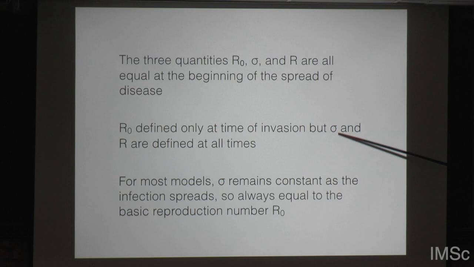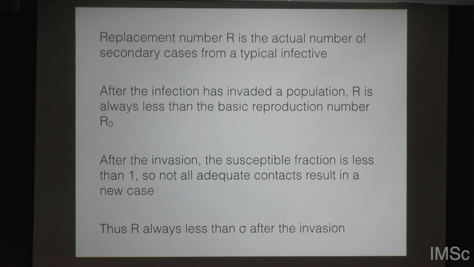They account for the fact that you can change your contacts, you can change from people that are more infected to people in the population, and so on. For most models, sigma remains constant as the infection spreads, equal to the basic reproduction number, because it doesn't change many things here. But R, which is the actual number of secondary cases from a typical infected, typically goes down. Because now among the people you encounter are people who are either already infected and handed off another infection from you, or they're people who have recovered from the infection. So your whole environment is now changing.